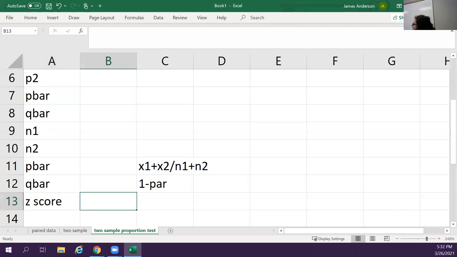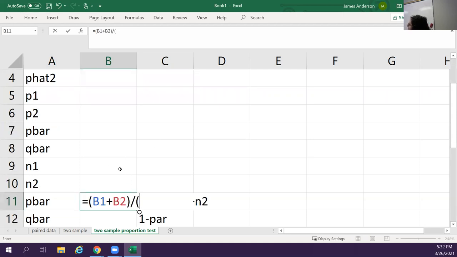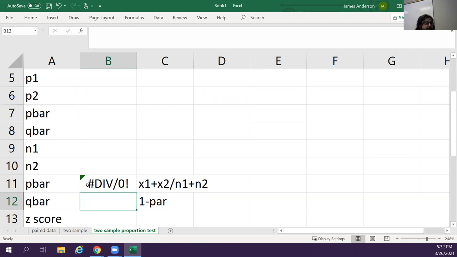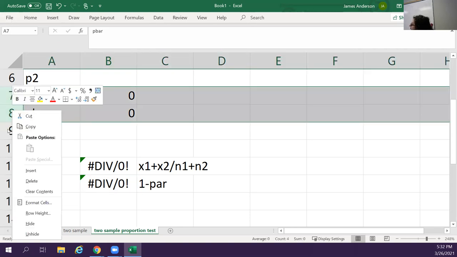So our formulas: p bar is this. You can actually go ahead and start finding your answer to this real quick. This would be x1 plus x2 divided by n1 plus n2. Basically, the total number of successes in both of them divided by the total number for both. q bar is 1 minus this. And our z score is going to be a big, long, annoying expression. These terms are usually zeros, or they're supposed to be the same, so that's actually supposed to be zero. So we don't generally care about them.